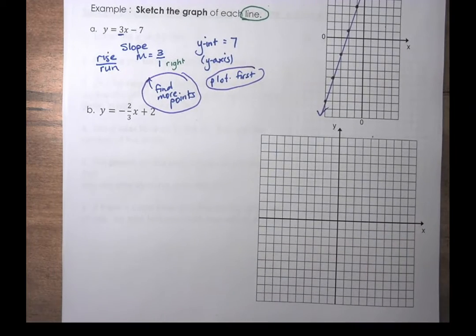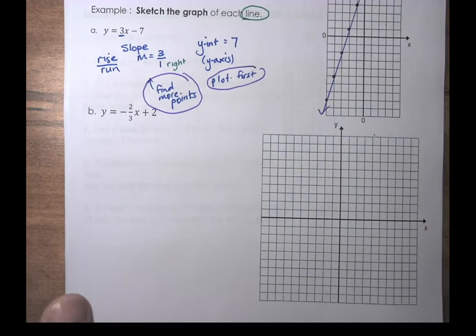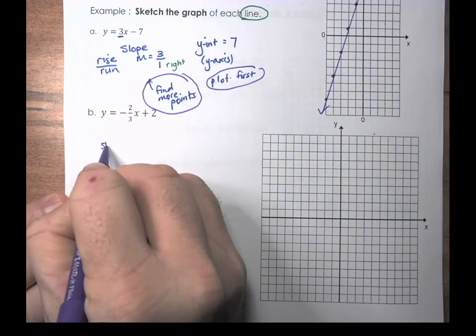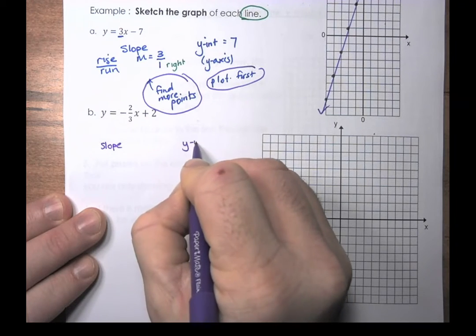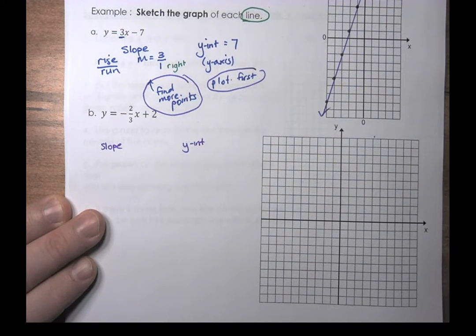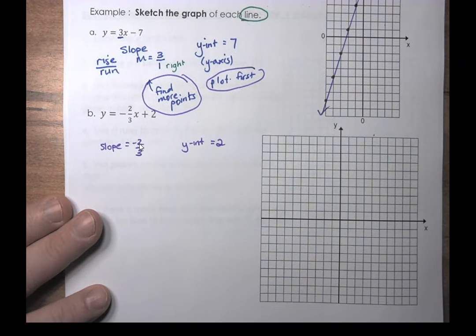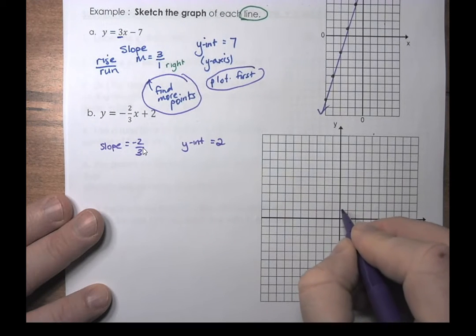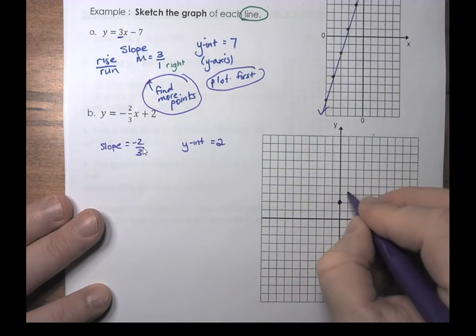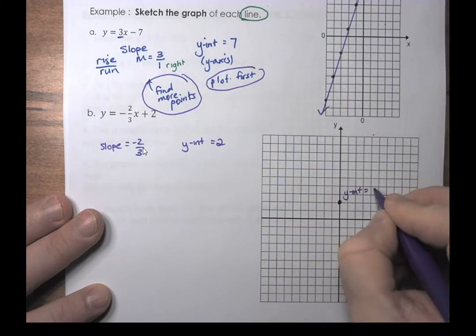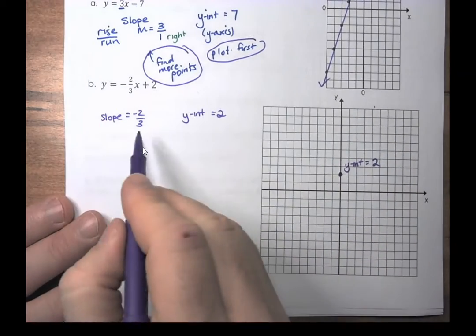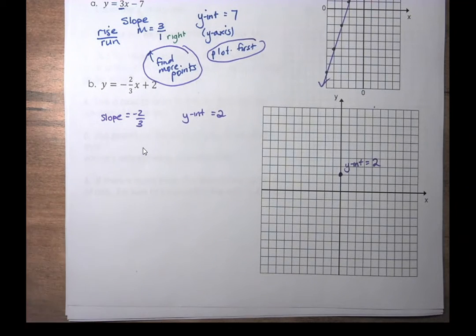All right. Our second example here, what I want you to do is push pause, and I want you to identify what your slope and what your y-intercept is. Push pause and write that down. So hopefully you wrote down that my slope is -2 over 3 and my y-intercept is 2. Well, the y-intercept of 2, I know that I'm going up there 2, there's my y-intercept of 2.